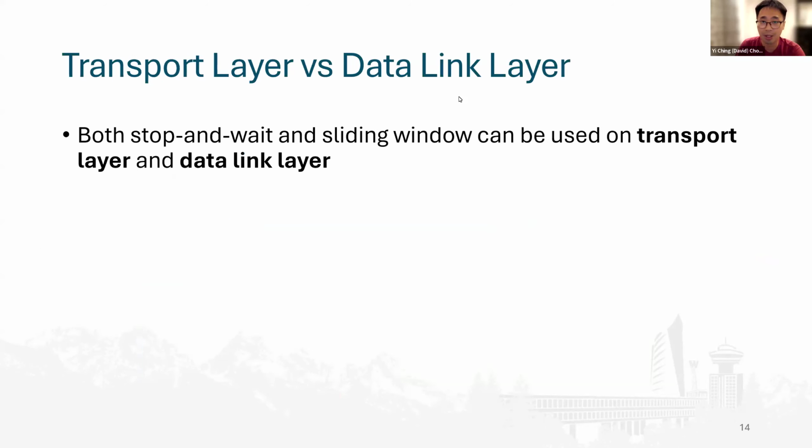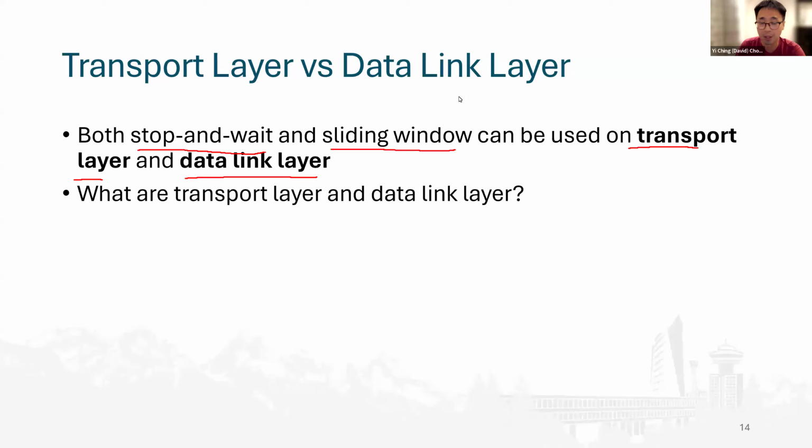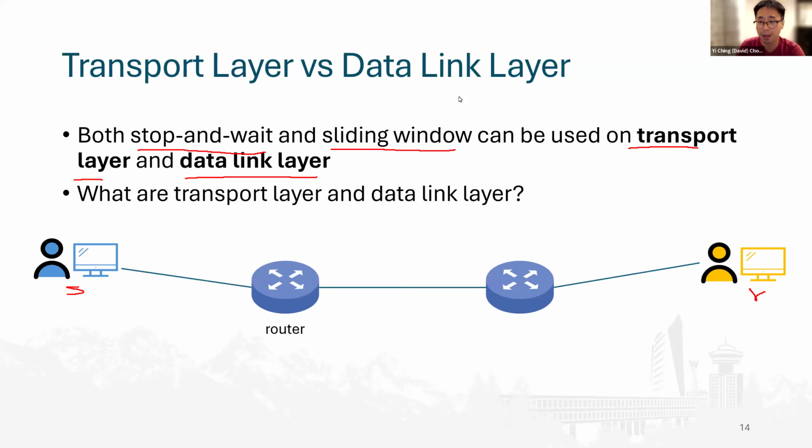Now, there's another question. Where can we use the flow control methods that we just talked about? Both stop and wait and sliding window can be used on the transport layer and the data link layer. What are the transport layer and the data link layer? Here's how we can visualize that. We have a sender and a receiver. The sender will send data to the receiver through the network. We know that there are intermediate routers in the network.